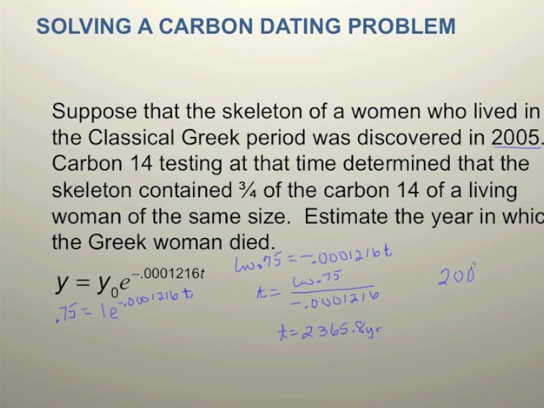So if I take 2005 and subtract how many years ago that was, I'll get negative 360.8 years, or instead of calling it negative years, it would be 360.8 years before the common era. And we can estimate when that person died.